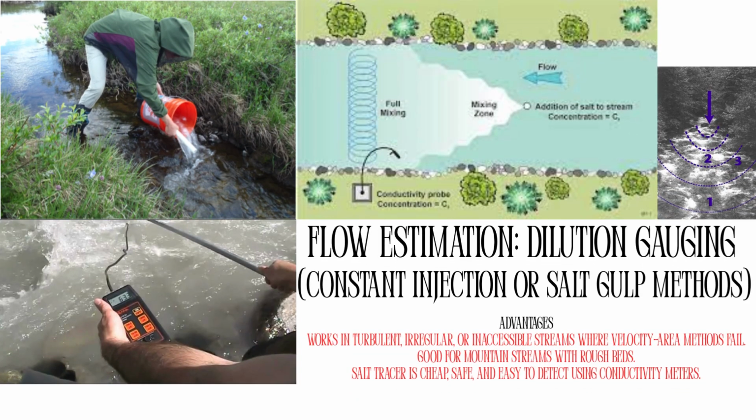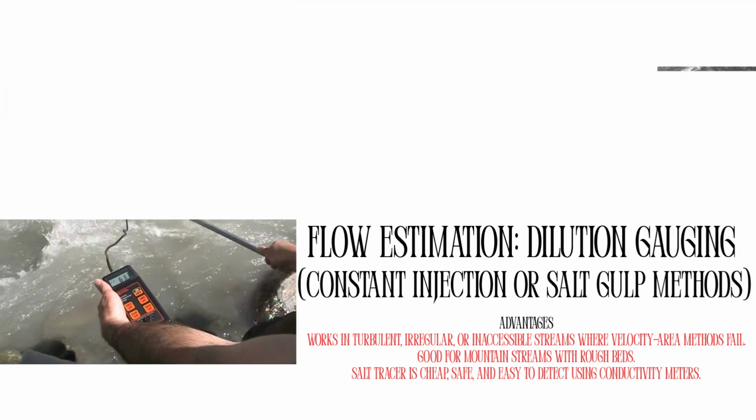Dilution gauging estimates stream flow by injecting a tracer, commonly salt, sodium chloride, into a stream and measuring how much it gets diluted downstream. Advantages of this method are: works in turbulent, irregular, or inaccessible streams where velocity area methods fail. Good for mountain streams with rough beds. Salt tracer is cheap, safe, and easy to detect using conductivity meters. Both are practical when other flow measurement methods are difficult, especially in turbulent or inaccessible streams.